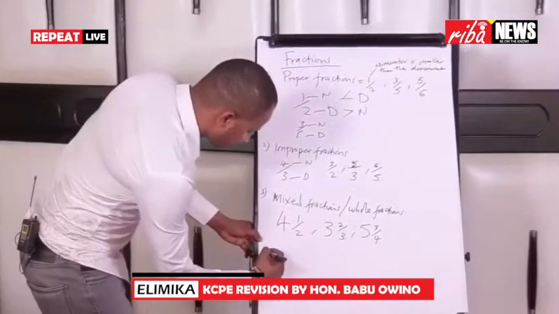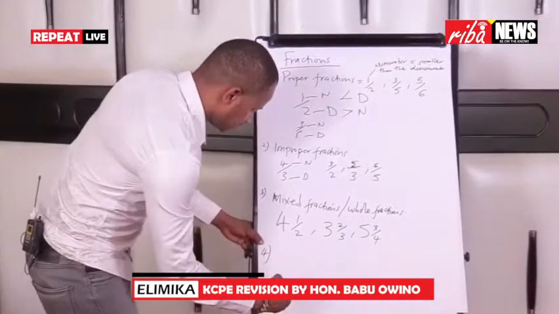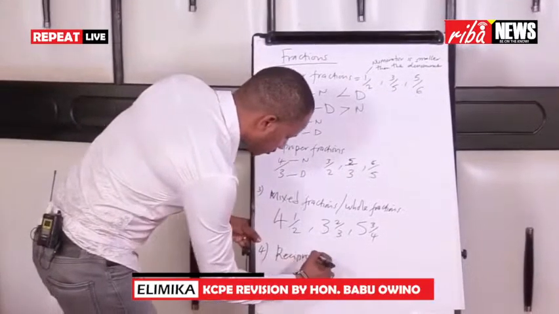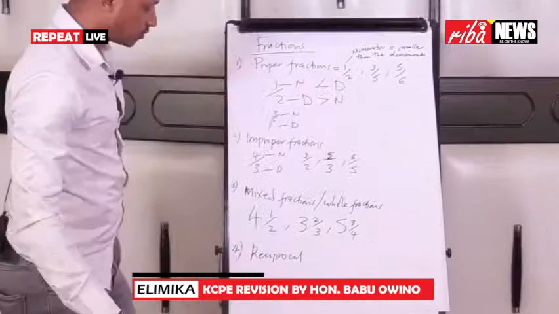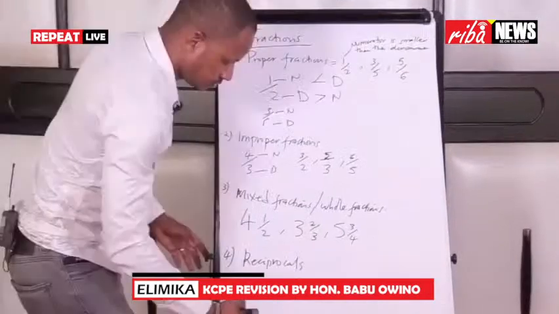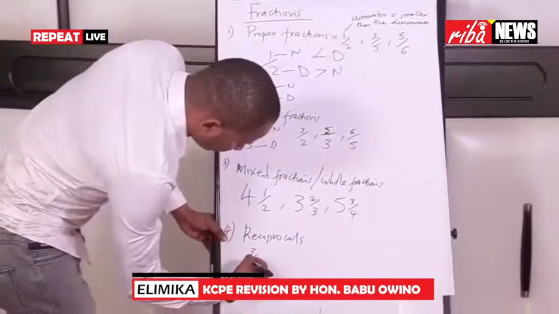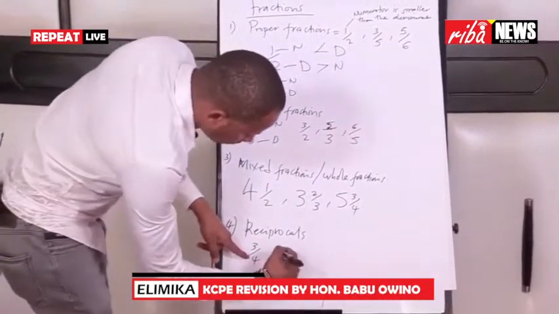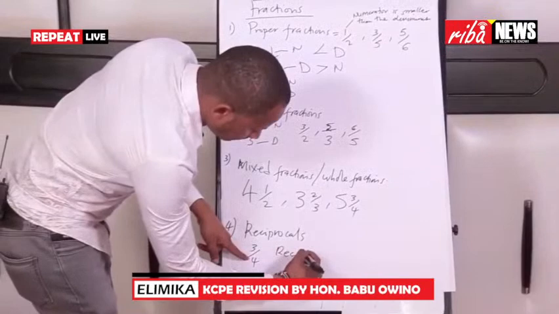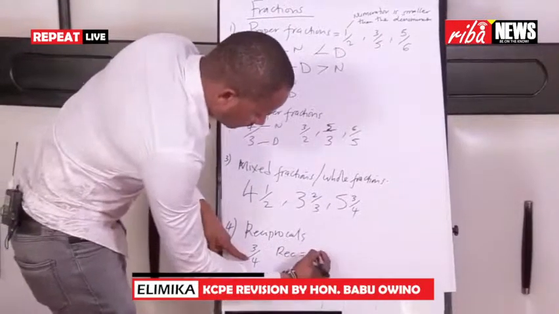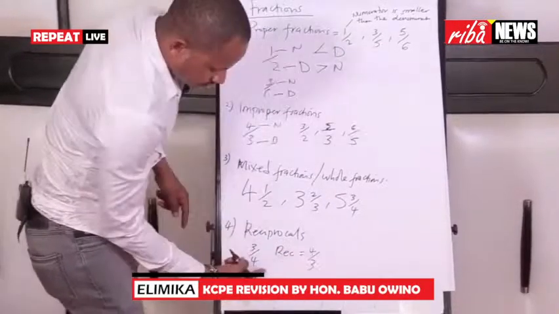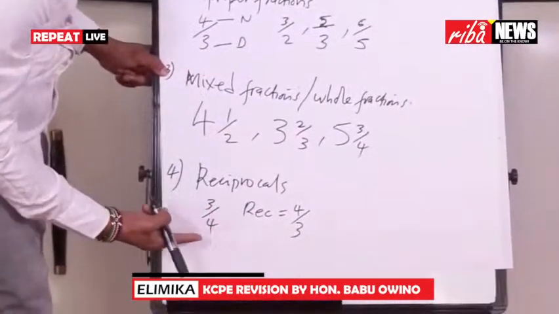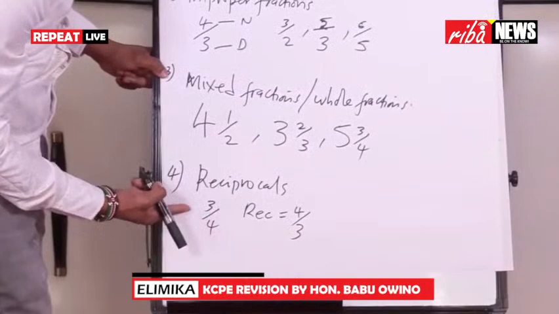Then the last type of fractions is reciprocals. So if you have a fraction like 3 over 4, the reciprocal of 3 over 4 is 4 over 3. You just, the numerator becomes the denominator and the denominator becomes the numerator.